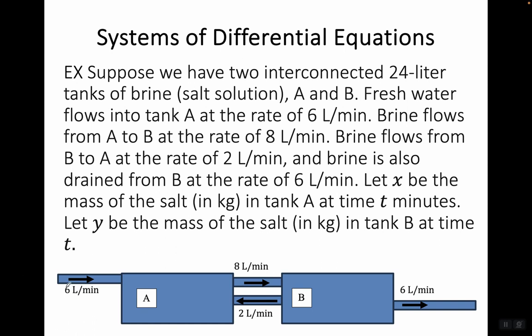Fresh water flows into tank A at the rate of 6 liters per minute. Brine flows from A to B at the rate of 8 liters per minute. Brine flows from B to A at the rate of 2 liters per minute. And brine is also drained from B at the rate of 6 liters per minute.